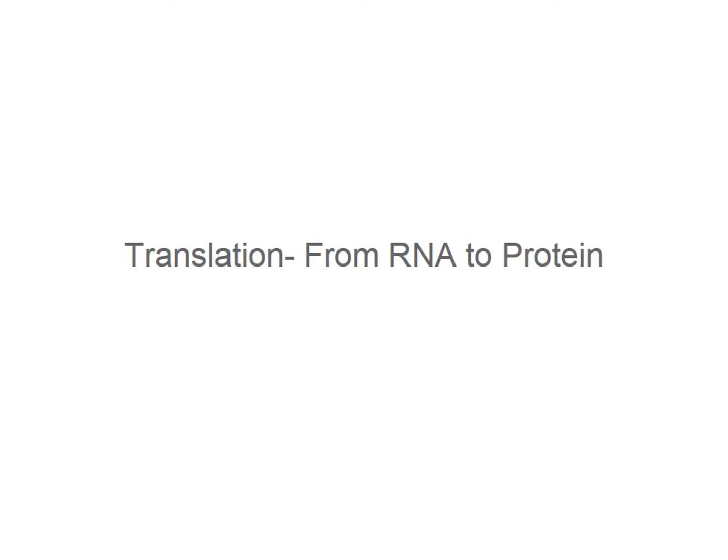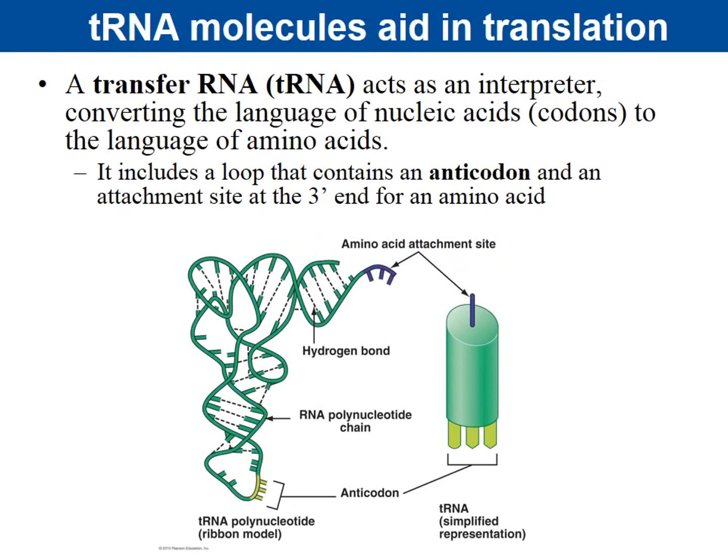And so we're going to talk about how we go from RNA to protein. In order to understand translation, we need to talk about another type of RNA. This type of RNA is called a transfer RNA, and a transfer RNA acts as the interpreter. It's the one that's going to read the mRNA language, read the codon, and bring with it the appropriate amino acid.